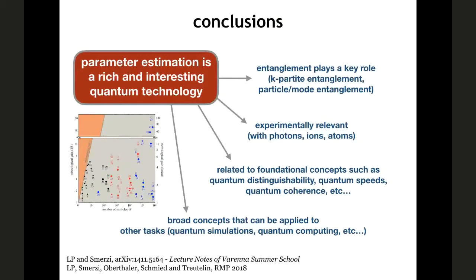It is experimentally relevant. There are many experiments with photons, atoms, ions, and so on. And this figure that I show here is representative of all the experiments with atoms so far. It is related to foundational concepts such as quantum distinguishability, quantum speed, coherence, and so on. So it's of very broad interest. And it is also characterized by concepts that can be applied to other tasks, such as quantum simulation, and this is something that I discussed. So this characterization of the ground state of many-body systems, but also to quantum computing and so on.